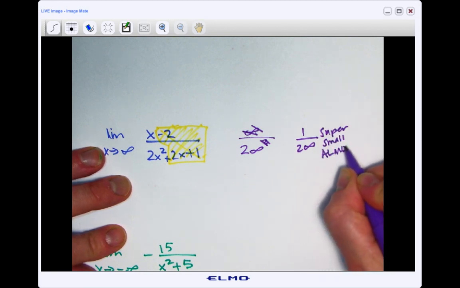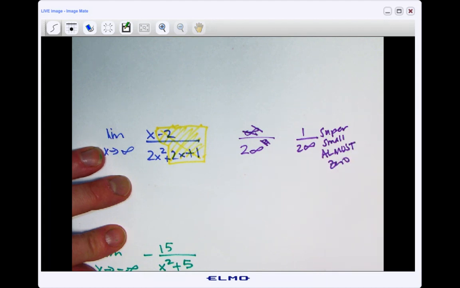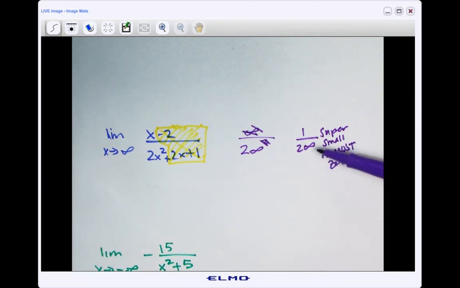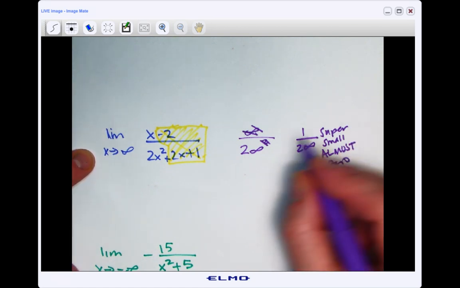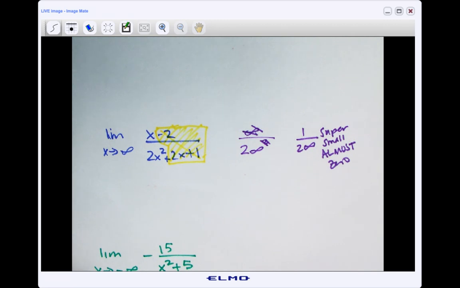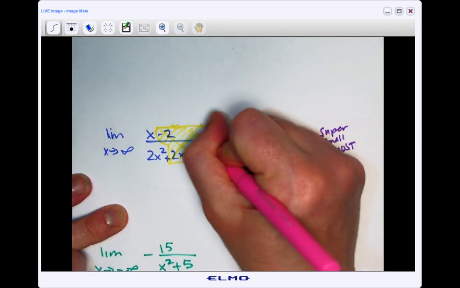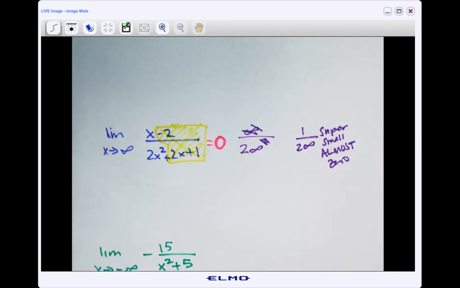Almost zero. And in fact, the bigger you make x, the closer this gets to zero. So what is the limit as x approaches infinity of this guy? It's going to be zero, just like our horizontal asymptote is y equals zero, right?